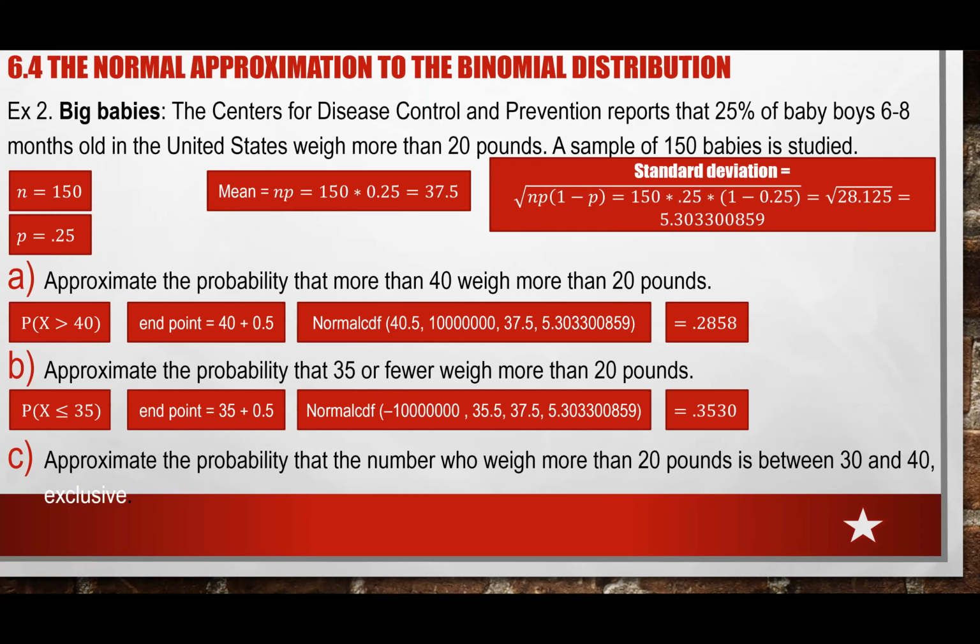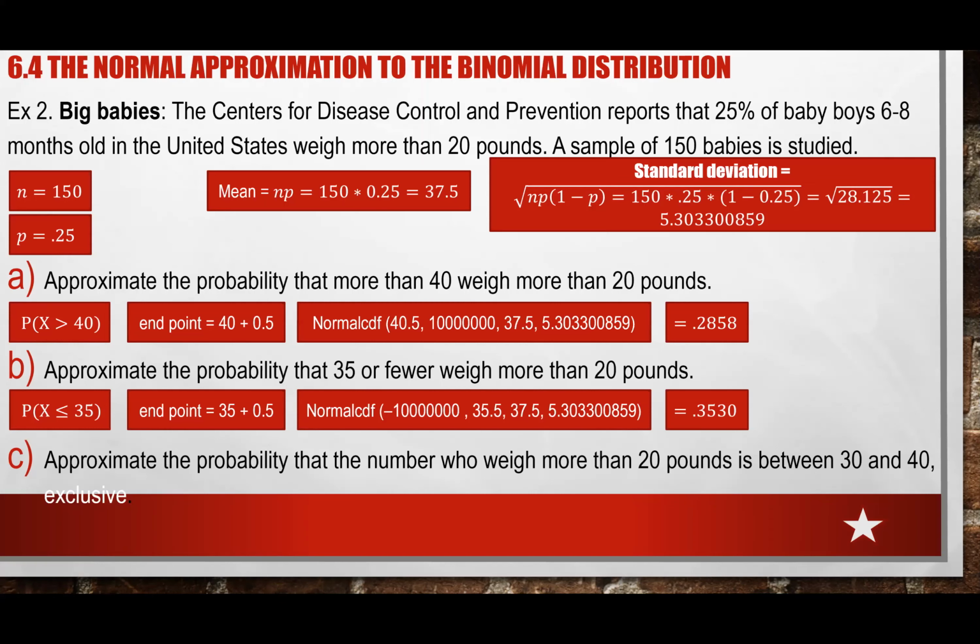And looking at this, what we have is 0.3530, or 35.3%. So, any questions with A or B, in terms of how to identify the endpoint or how to adjust your endpoint, and after you adjust your endpoint, how to use your calculator to calculate this? Any questions?